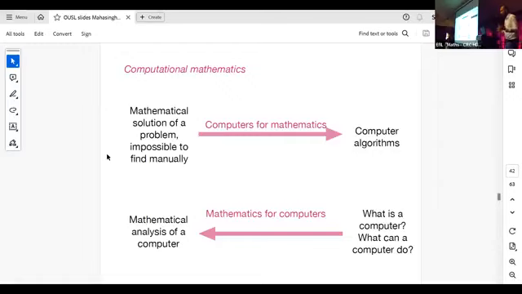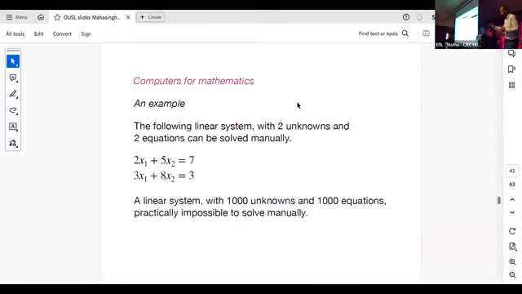On the other hand, we want to understand what computers are. We want to model the computers themselves, to find out their real capacity and to know whether a task can be performed by a computer. What can it do? This is the other aspect. So these are the two aspects of computational mathematics. Now, for the first aspect, that is computers for mathematics.